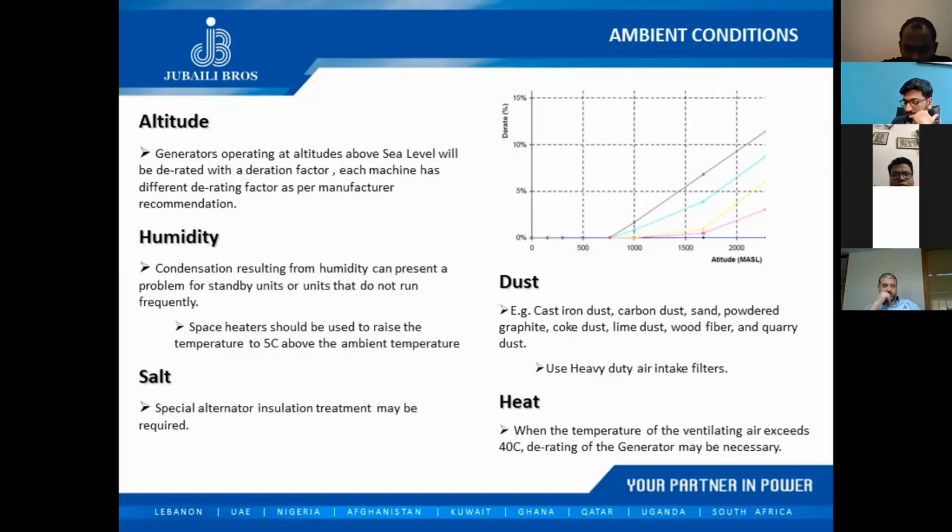You will see here altitude, humidity, salt, dust, and heat on the slide. What I'm going to focus on is altitude and ambient temperature. Other factors do affect the genset output, but it's peanuts. The effect is minimal, close to zero, so it's not even considered. Most importantly, when we talk about derating factors, we talk about ambient temperature first and altitude second.